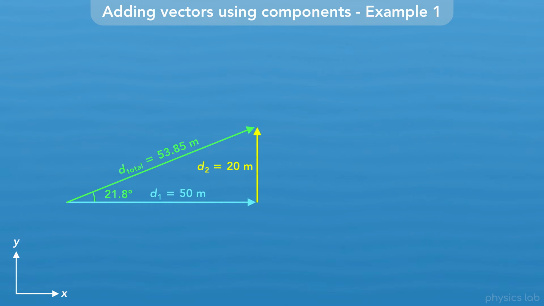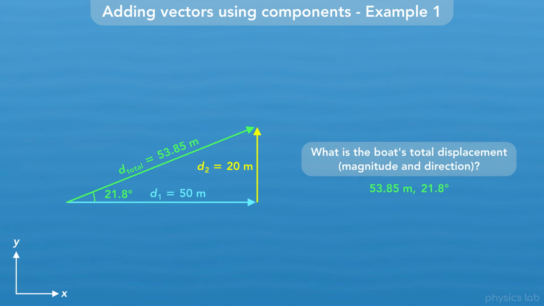So the boat traveled along displacement 1 and displacement 2, and its total displacement was 53.85 meters at an angle of 21.8 degrees. 53.85 meters is the straight line distance between the start point and the end point. So that's how we add one-dimensional vectors to find a total vector, or a resultant vector.